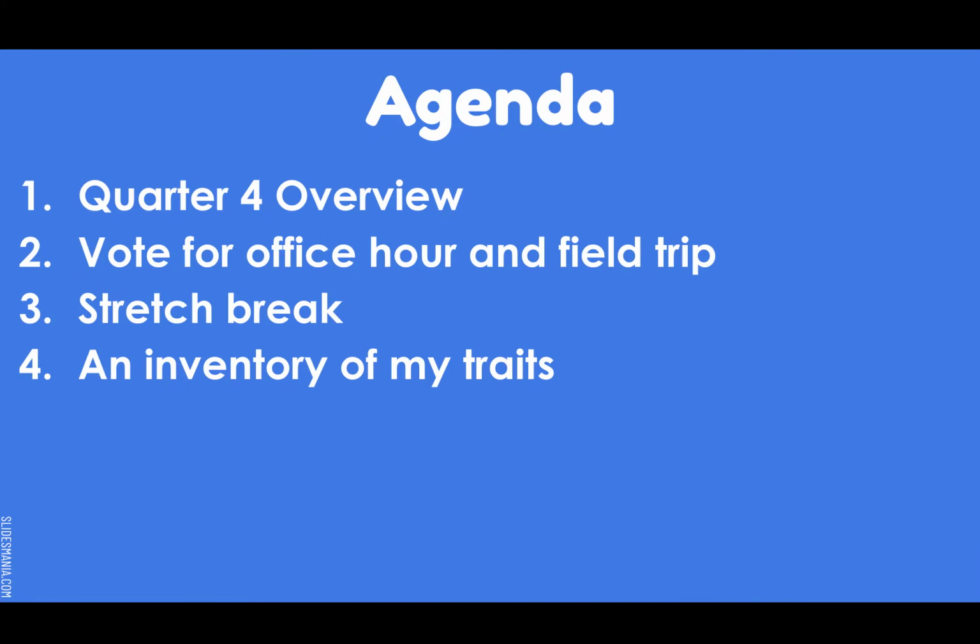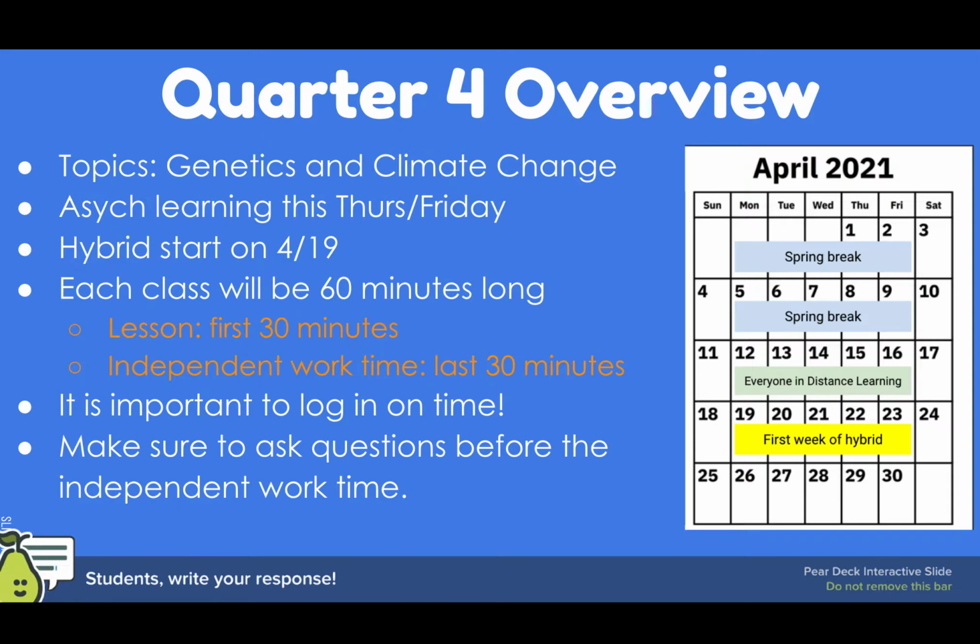With that, we are going to go over the overview of quarter four. You also have a chance to vote for the office hour and field trip. We'll have a time for you to take a stretch break, and then we will take a look at some of the traits that we have to begin our sections in genetics. So for quarter four, there are 2 topics we have left for this year, and they are genetics and climate change. We will cover the topic of genetics from April all the way to middle of May, and then we will spend the next month following that on climate change.